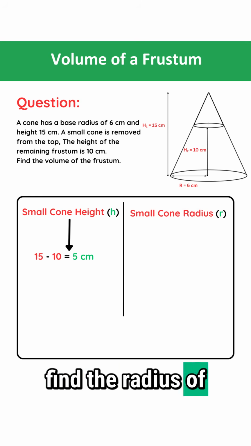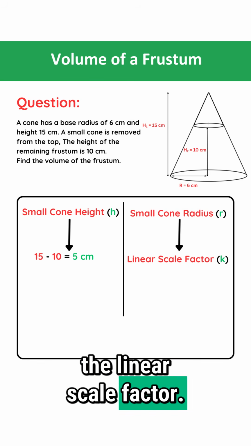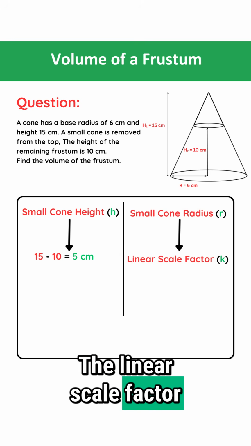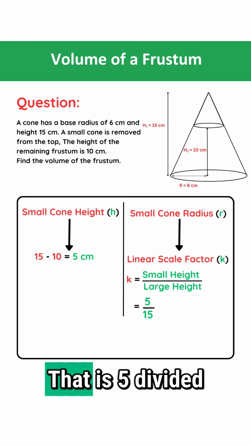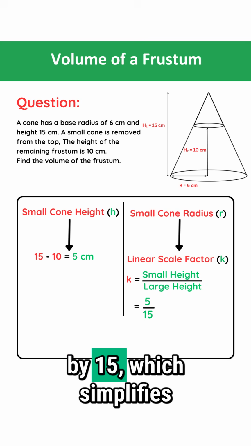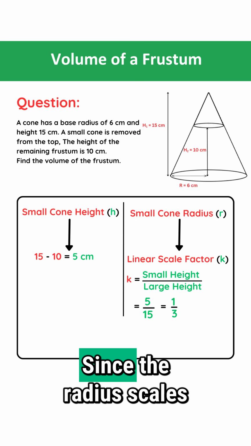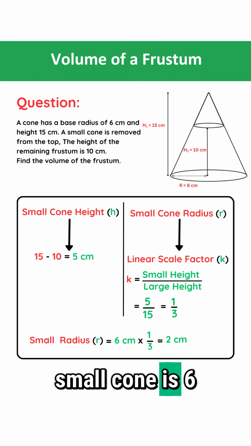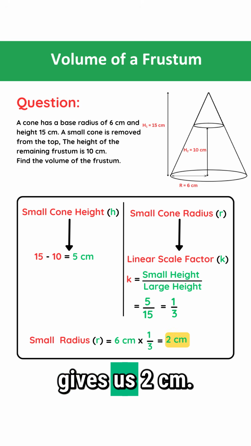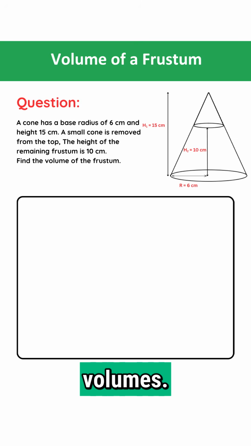Now let's find the radius of the small cone using the linear scale factor. The linear scale factor is the height of the small cone divided by the height of the large cone. That is 5 divided by 15, which simplifies to 1/3. Since the radius scales by the same factor, the radius of the small cone is 6 times 1/3, which gives us 2 cm. Now let's find the volumes.